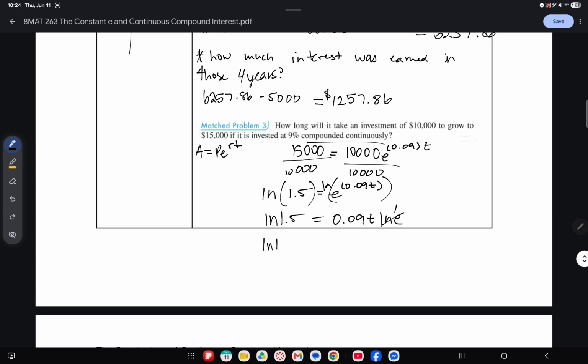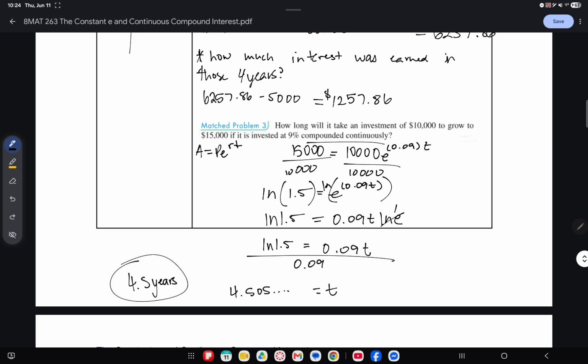So I'm left with natural log of 1.5 is 0.09t. And then I can divide both sides by that 0.09. And now this is what I'll plug in the calculator and round all at the end. So natural log of 1.5 divided by 0.09. That gives me 4.505, and the decimal keeps going. So how about we round to 4.5 years? Let's do 4.5 years to take 10 grand and get it to 15.